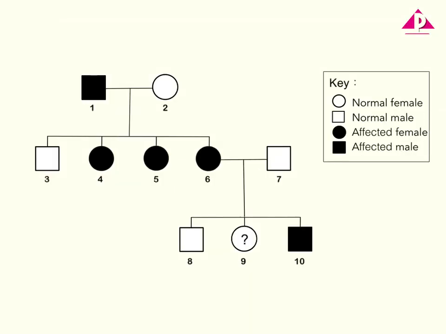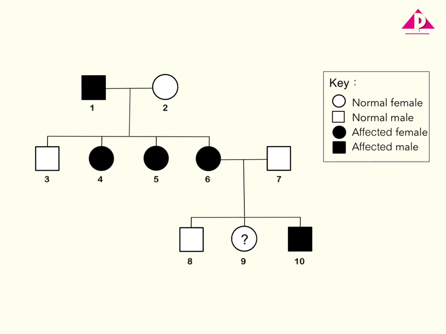In this video, we're going to deduce the genotype of an individual by studying a pedigree. The pedigree below shows the inheritance of a genetic disease caused by a sex-linked gene. We will deduce the genotype of individual 9.